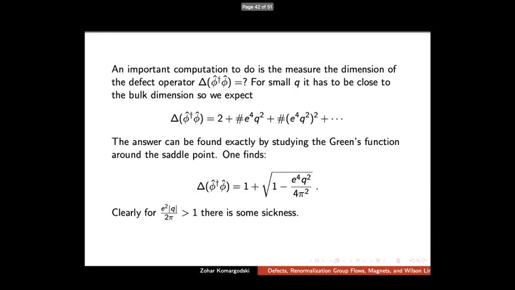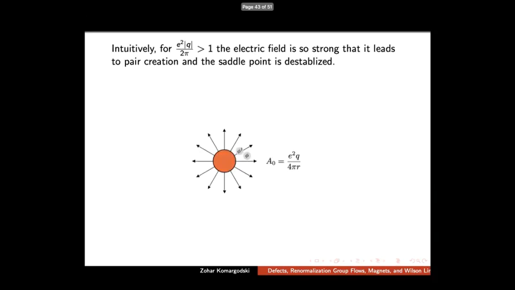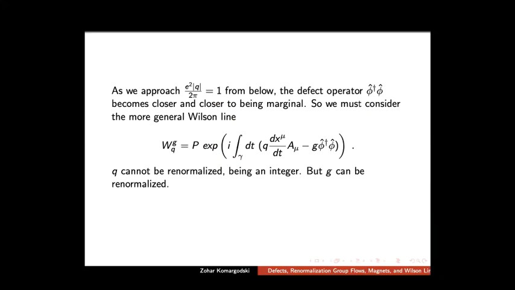The fact that this operator becomes imaginary, has imaginary scaling dimension. What's more interesting is that it becomes exactly marginal at e squared q over 2 pi equals 1. So just before the transition, it becomes marginal. So in some sense, Wilson was wrong, like Einstein was wrong. People say it in the news. It should have added another term to the formula of the Wilson line, which is phi dagger phi.